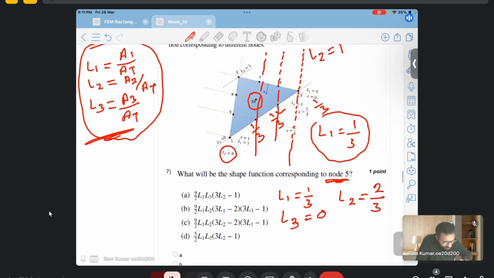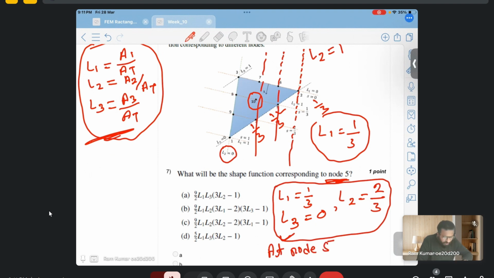Yeah, correct. This L2 will be 2 by 3 here. L2 is 2 by 3, L1 is 1 by 3, and L3 is 0 at node 5. Yes, sir. But now we have to find the corresponding shape function, psi 5.